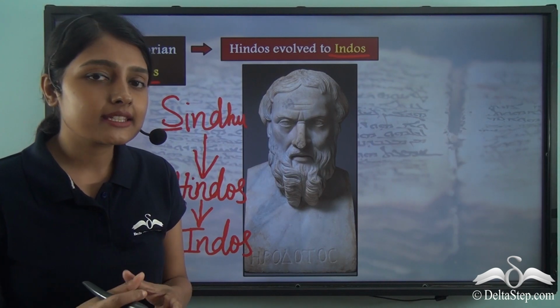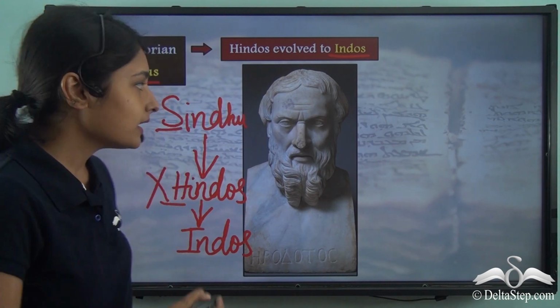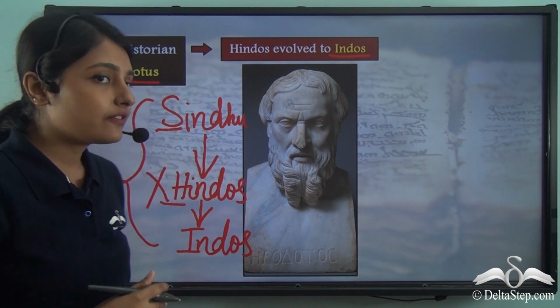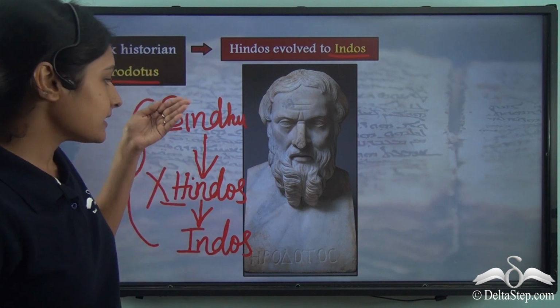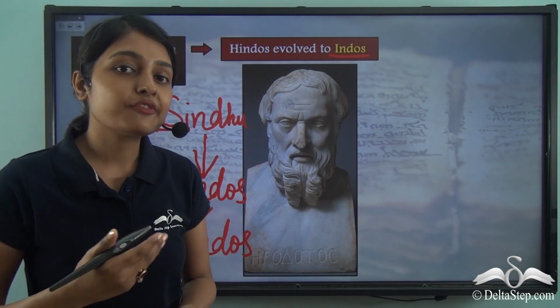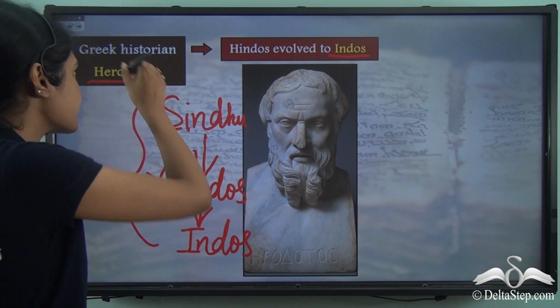Because the country India got its name through a series of evolution. India did not come into being out of nowhere. It went through series and phases of evolutions.